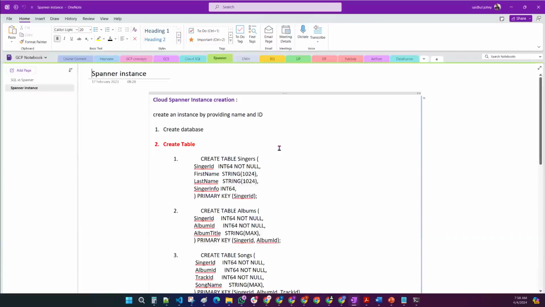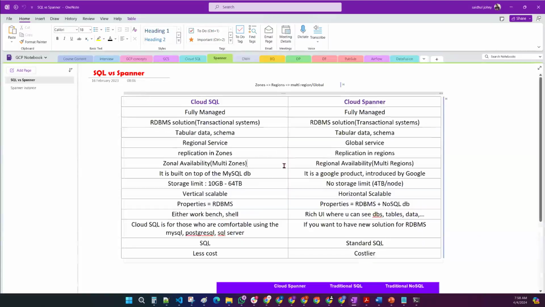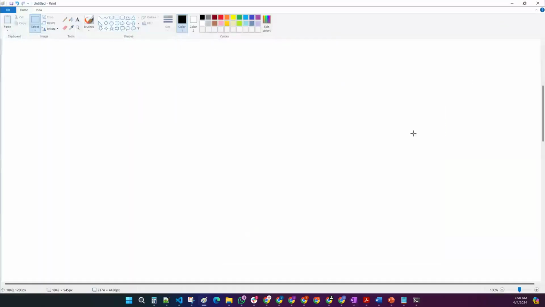Any idea about BigQuery on that part? No, that is not possible in the boot camp. Spanner is very rarely used by people, so we don't cover that. Okay, thank you.